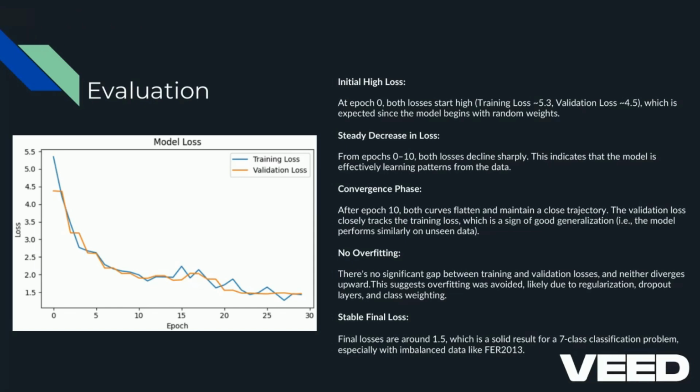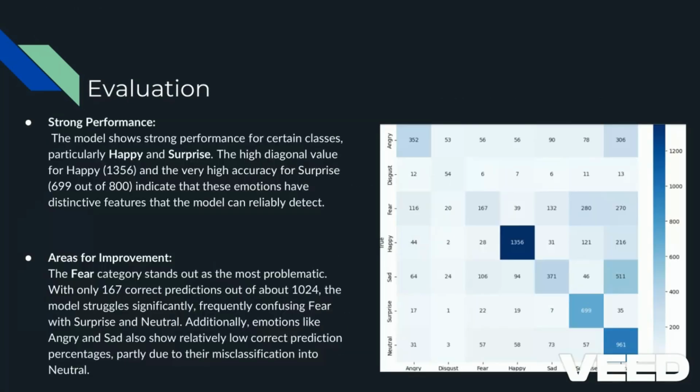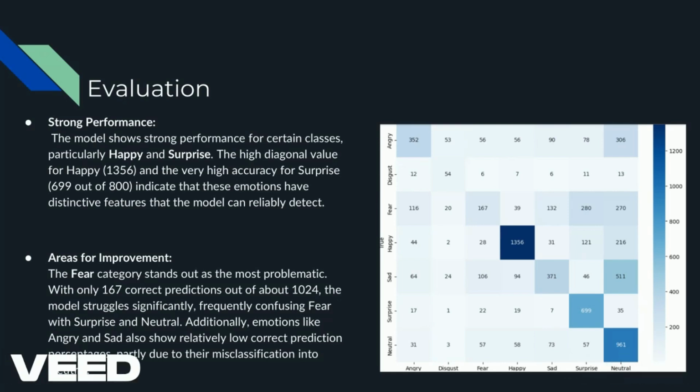The final stable loss around 1.5 is a solid result for this 7-class problem, especially considering the imbalanced FER 2013 dataset. Next, the confusion matrix gives us a detailed look at class-specific performance. The model shows strong performance for happy with over 1,300 correct predictions and surprise, which is also highly accurate as well. Neutral also shows a high number of correct predictions, with 961 instances correctly identified. These emotions clearly have distinctive features our model detects really well.